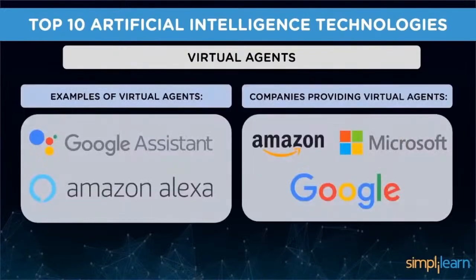Some of the best examples of virtual agents are Google Assistant and Amazon Alexa. And the companies that provide virtual agents are Microsoft, Google, Amazon, and Assist AI.